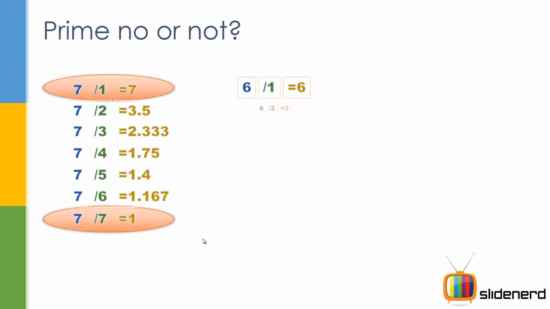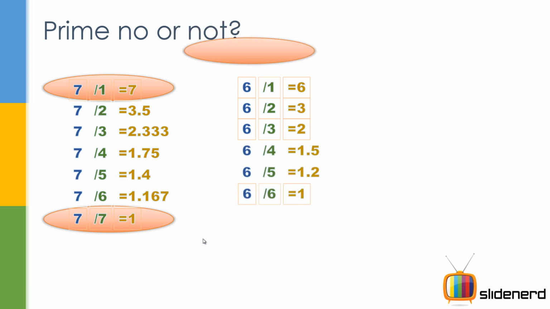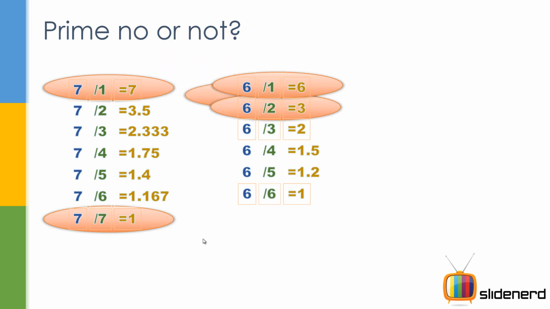But on the other hand, if you take a number like 6, here is what you will observe. 6 by 1 is 6, 6 by 2 is 3, and so on. In short, in the case of 6, there are 4 numbers which do not have a decimal point, right? That means it's not a prime number because there are 2 numbers in addition to 1 and in addition to 6, that is 2 and 3, which also divide 6. That is why 6 is not a prime number.